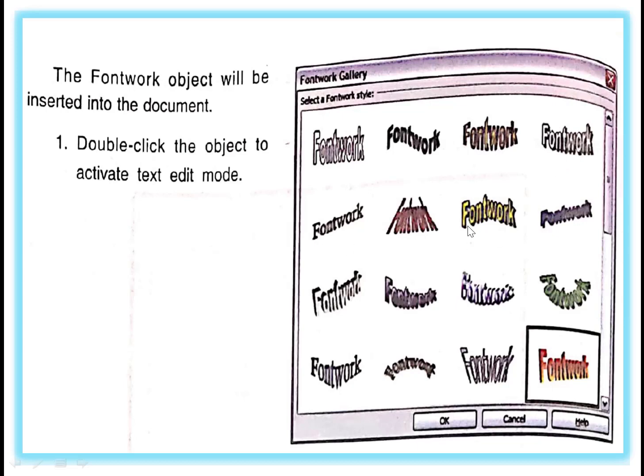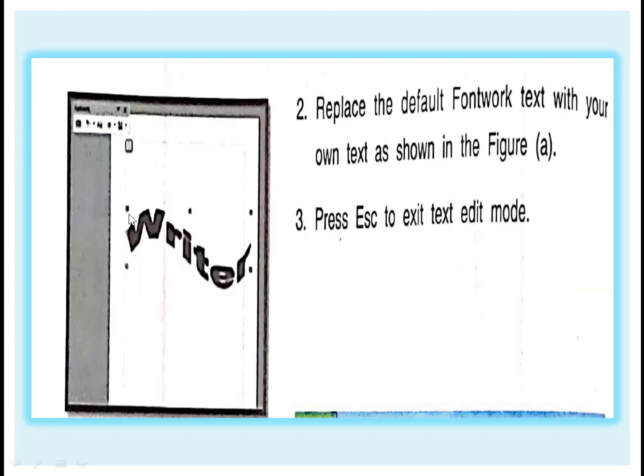If you want to give any heading on your project work, then you can choose any handwriting from the font work. Just double click on the object and click on the OK button. This text and these dots will appear. Double click on this text, and you are able to write any text whatever you want.